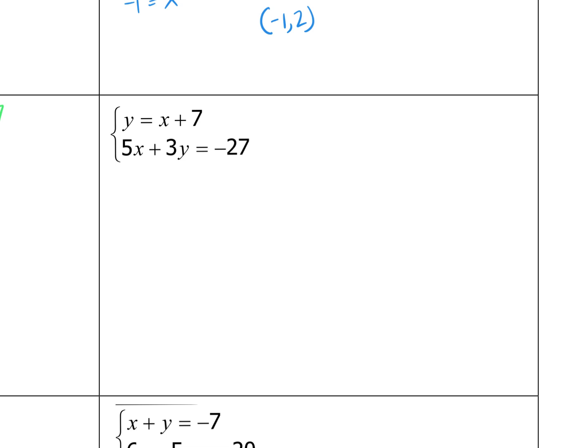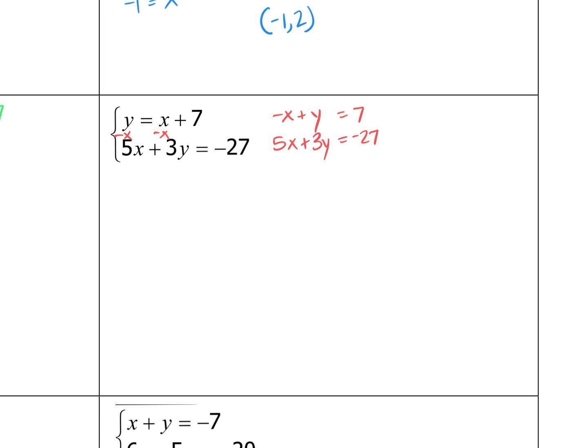So what I would do is subtract x from both sides. So I would have negative x plus y equals 7, and then 5x plus 3y equals negative 27. All I did was subtract x from both sides. So instead of x plus y, I now have negative x plus y.